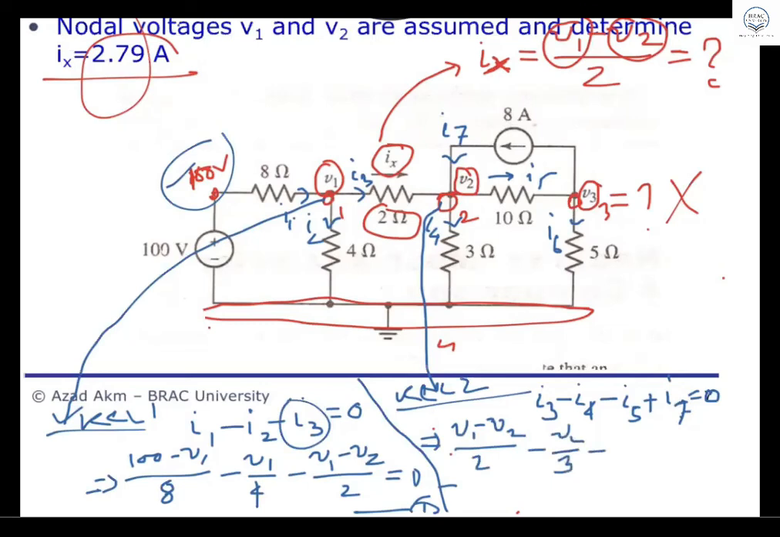So, V2 minus V3 by 10. By what? 10. Good. And I7 is 8, plus 8 equal to 0. All of you understand? This is equation number 2. This is how you have to write equation 2.